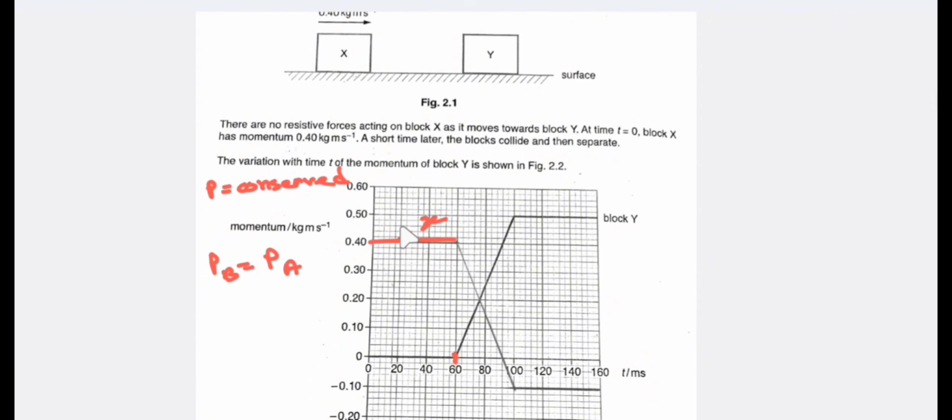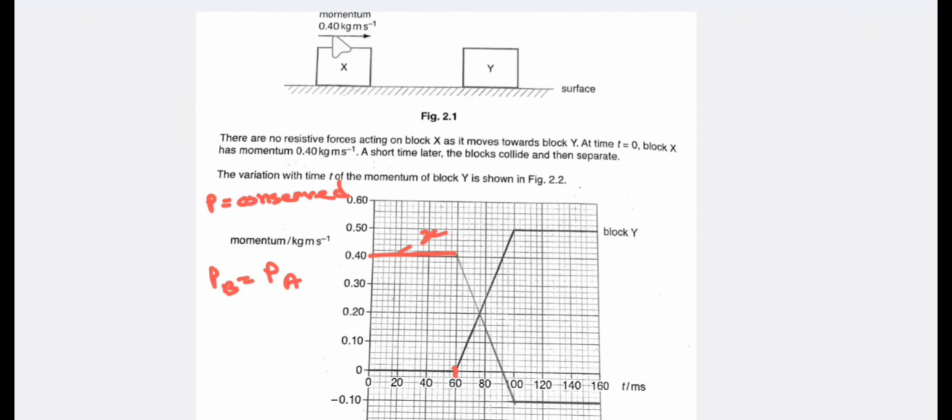So what is the momentum before collision? Initially X has a momentum of 0.40, and Y is at rest, so its momentum is 0. This is equal to the final momentum, or the momentum after collision. So what is the momentum after collision? We know the momentum after collision for Y is 0.50. But what is the momentum for X?